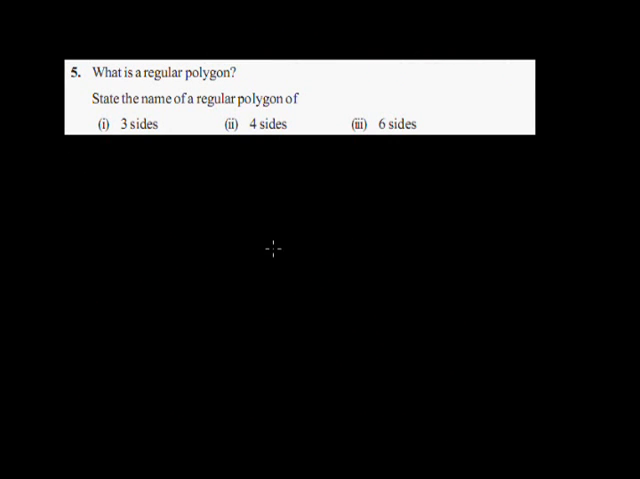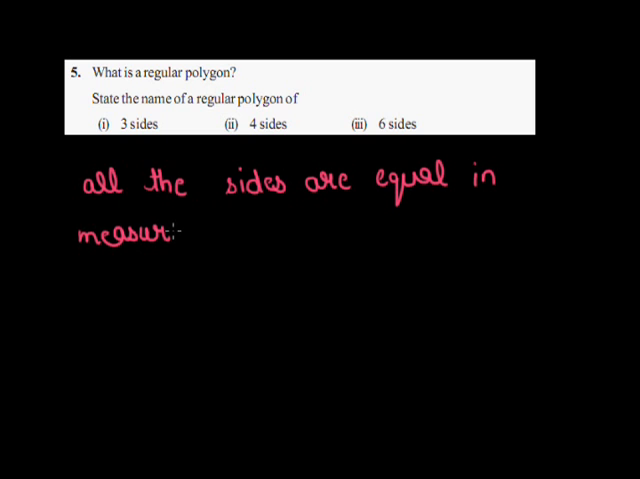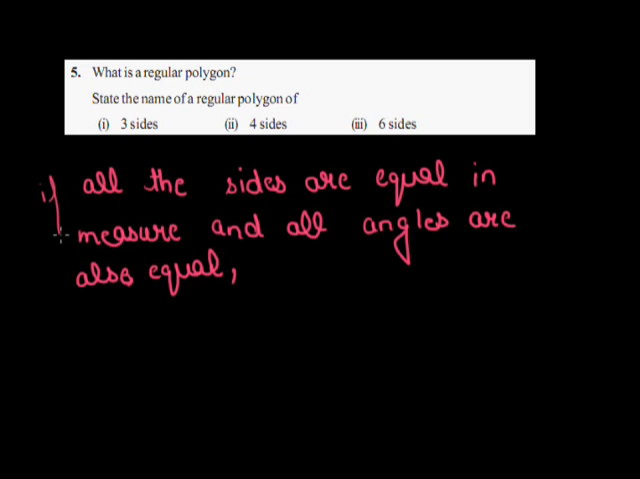The fifth question: what is a regular polygon? Now I can define a regular polygon as a polygon which has equal sides and equal angles. That is, all the sides are equal in measure and all angles are also equal, then it is a regular polygon.